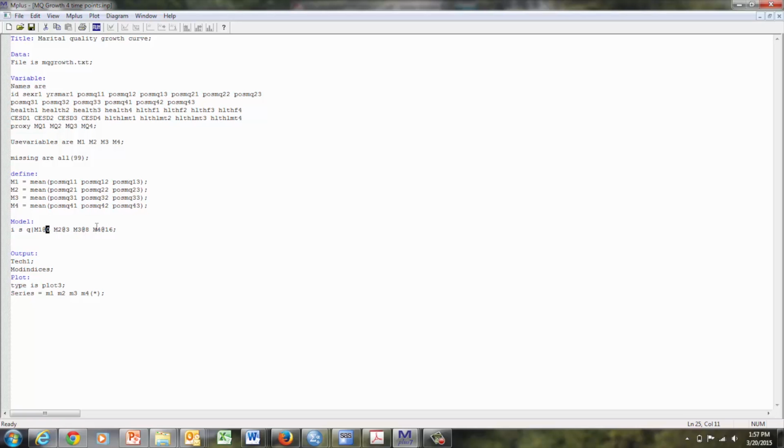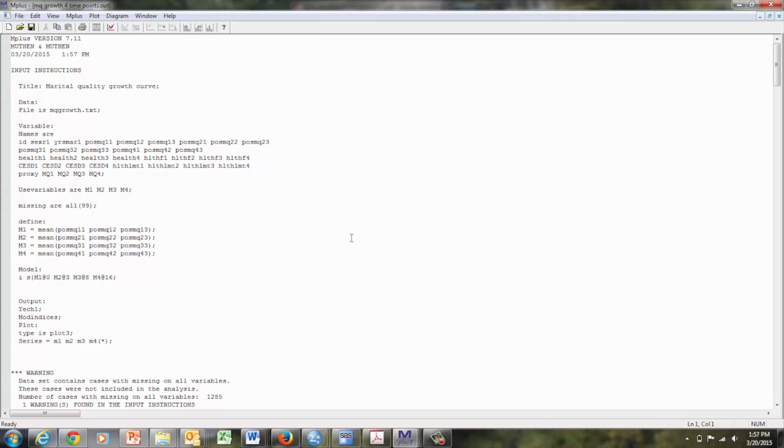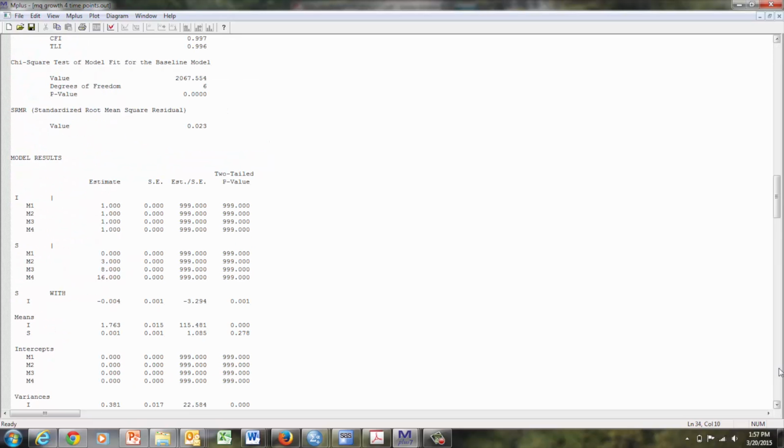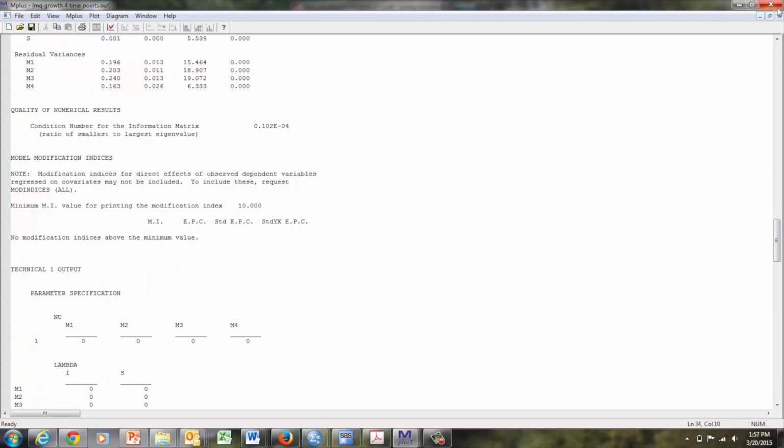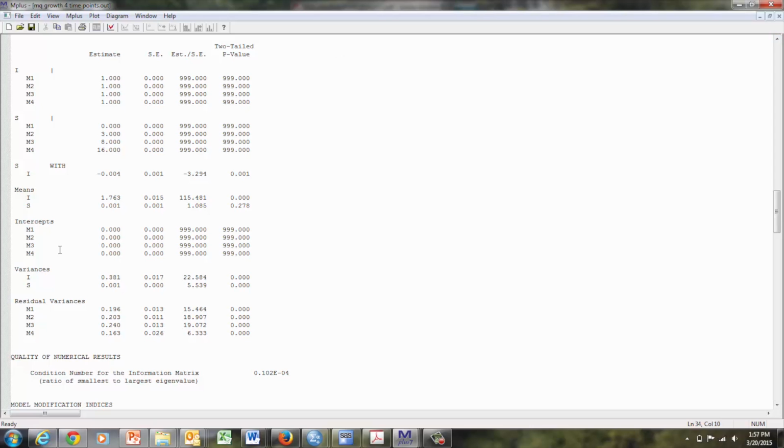And notice, well, I've got a Q here. I'm going to estimate a model with an intercept and slope first. And we'll run this. With our mean at 1.76 and a slope of 0.001 that's not significant, we do see a significant amount of variance around the intercept and slope in this model.